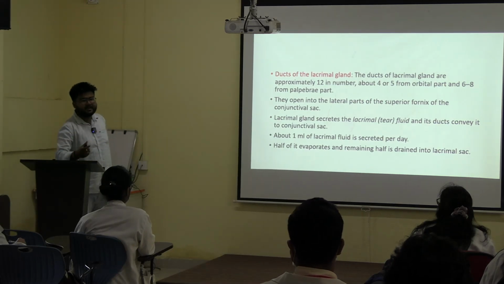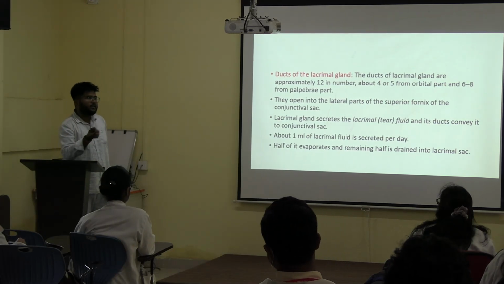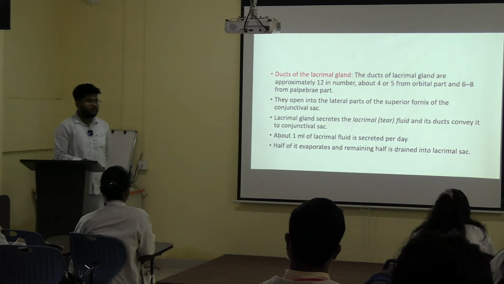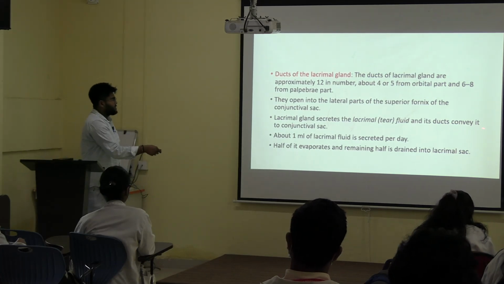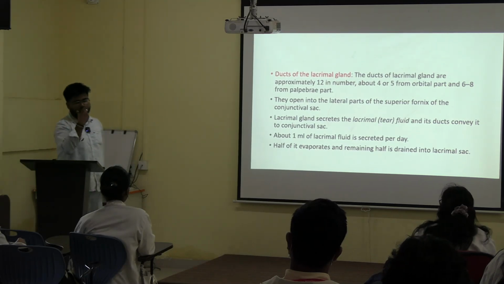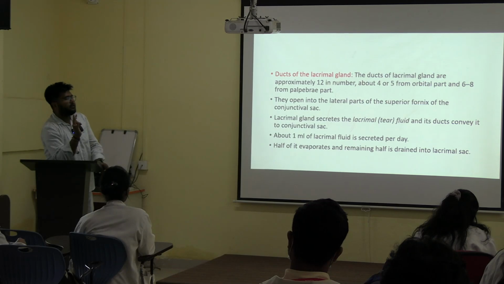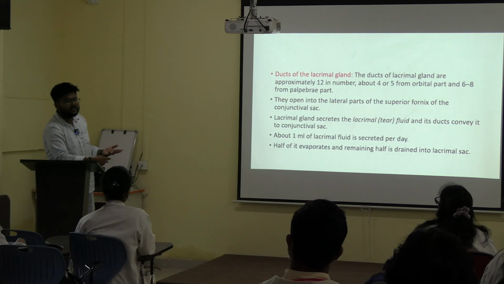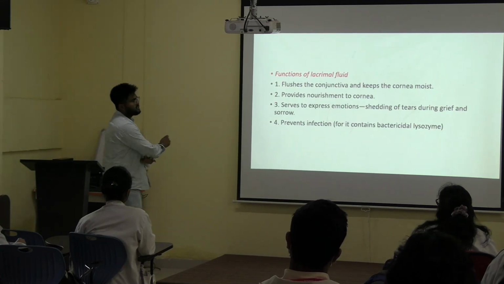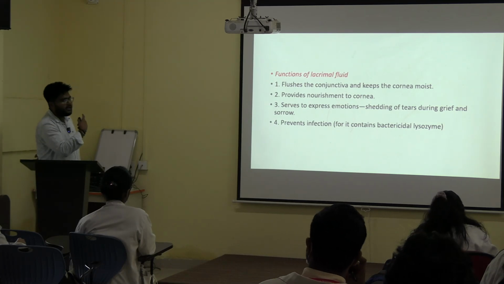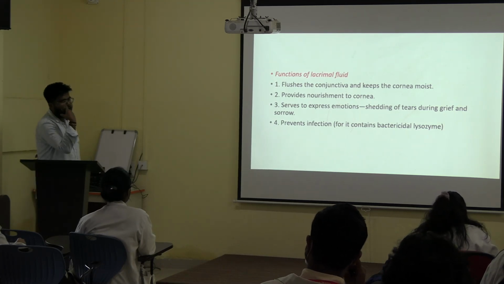Next, the main important structure. Why is the lacrimal apparatus important? Because here the lacrimal gland is present, and the lacrimal gland secretes the lacrimal tear, which is conveyed to the conjunctival sac. Can anyone tell me what is the importance of the lacrimal fluid? Only for tears? See, these are the functions. The first function is that it flushes the conjunctiva and keeps the cornea moist.